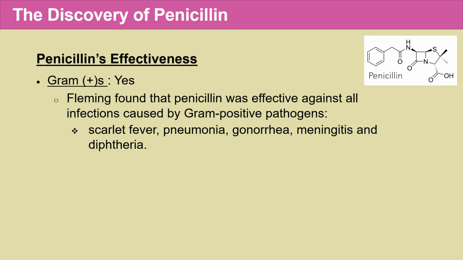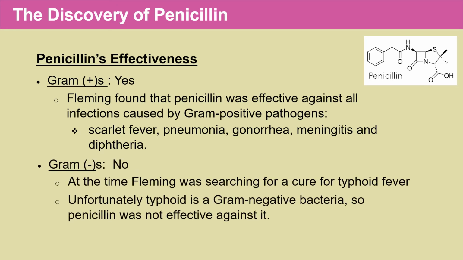So how effective was penicillin? For gram-positives, it was very effective. He found that it was effective against all gram-positive pathogens that he tested it against: scarlet fever, pneumonia, gonorrhea, meningitis, and diphtheria. So this was a huge breakthrough. On the other hand, Fleming was searching for a cure for typhoid fever. Unfortunately, typhoid was gram-negative, and so penicillin was not effective against it.